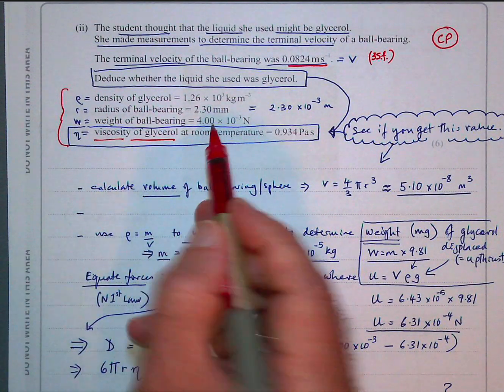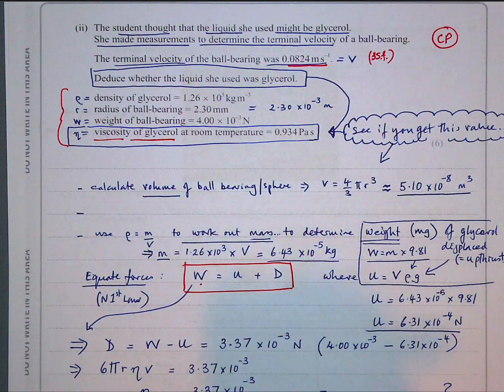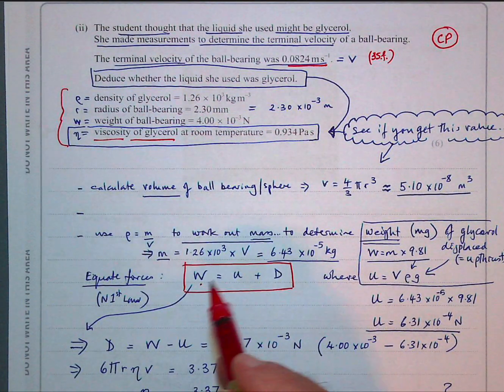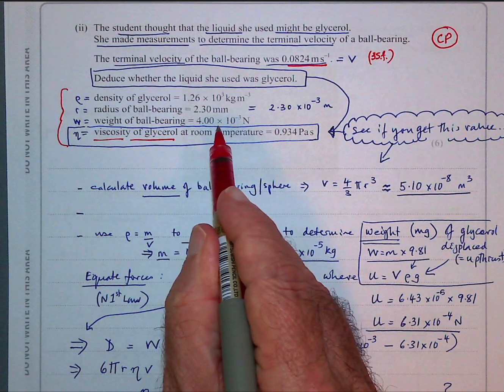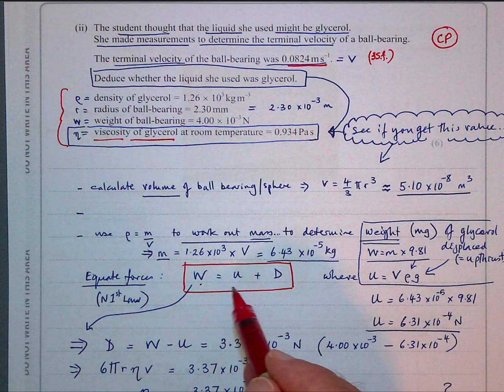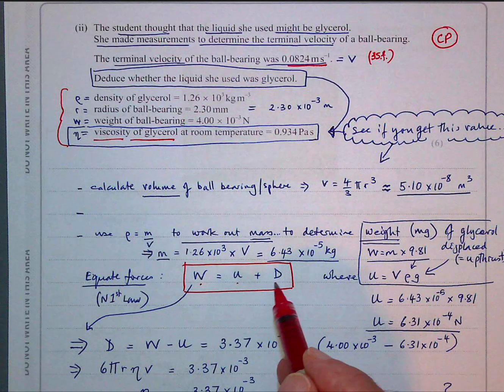The weight of the ball bearing is known. So we know the weight already. The weight of the ball bearing is given to us, again to 3 significant figures. So we know the weight. We have to work out the upthrust and we have to work out the drag.